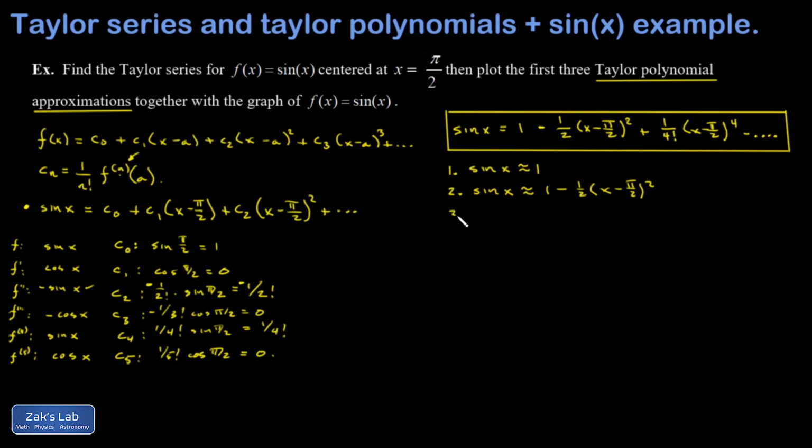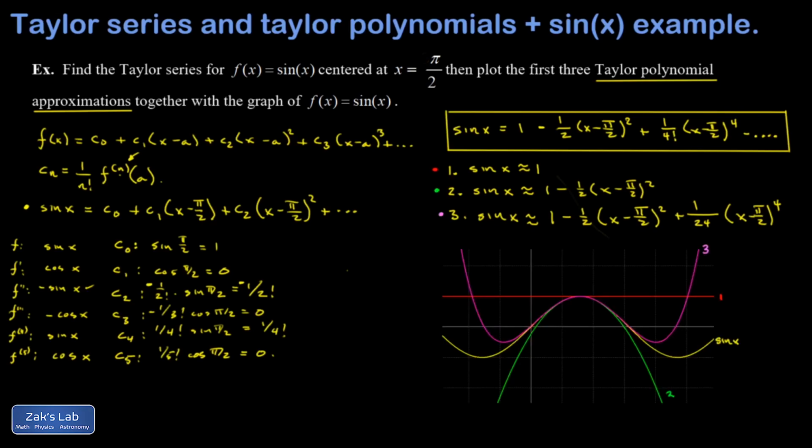Our third Taylor approximation, sine x approximately equal to 1 minus 1/2 times x minus pi over 2 quantity squared plus 1 over 4 factorial. I'll just expand that real quick. That's 1 over 24. It'll be easier to put into the plotting software that way. So that's our quartic approximation. So let's bring in a graph with the original function and the first three Taylor polynomials on it, and then we'll be done. All right, so here's our image of the original function, sine x, in yellow.